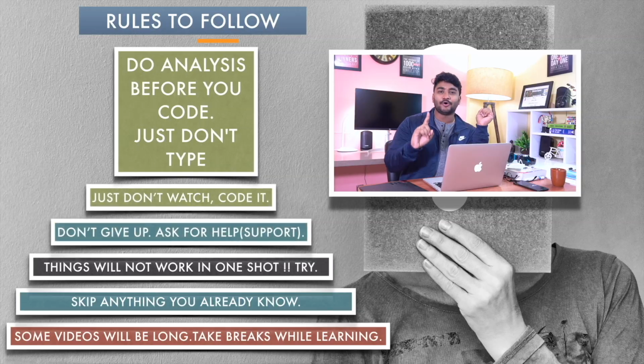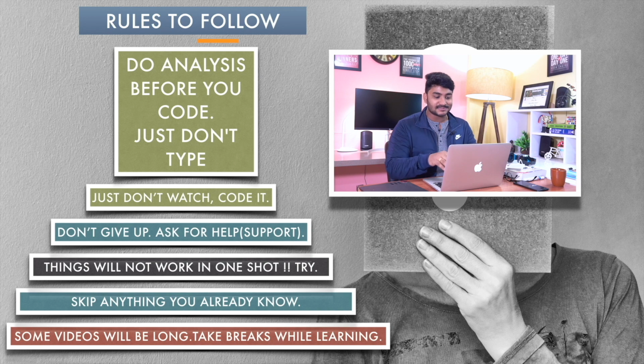And the next thing is pretty important. Do the analysis before you code. Take a paper, write down what you are trying to code here. Get a clear vision. Okay, this is the thing that I need to code. And after that, you can start coding. Just do not look at my screen and start typing on your computer. That's never going to work. You need to understand what you are trying to code. And for that, you have to do analysis and get the thing sorted, and you need to look at your paper and then do the coding, right? Do a proper analysis. That is pretty important. Just do not look at my code and type it on your computer.